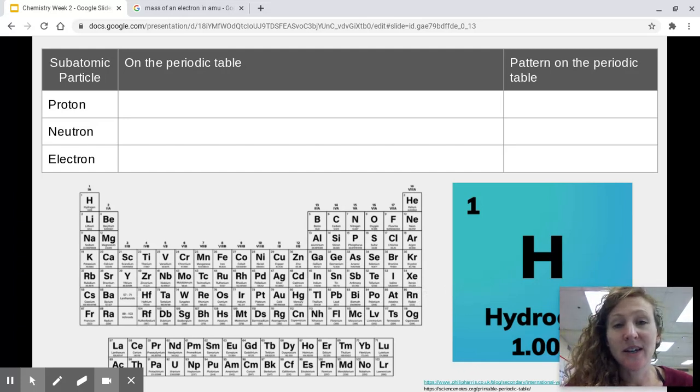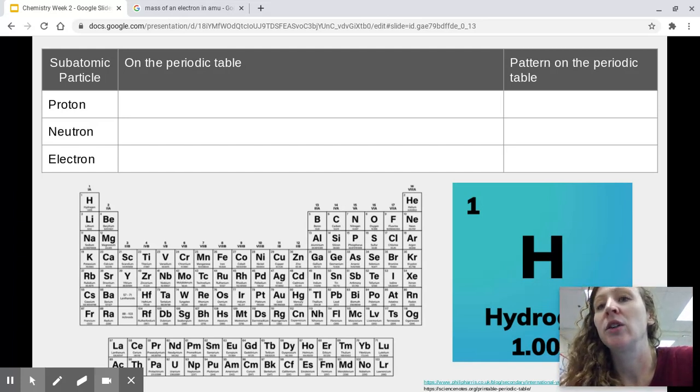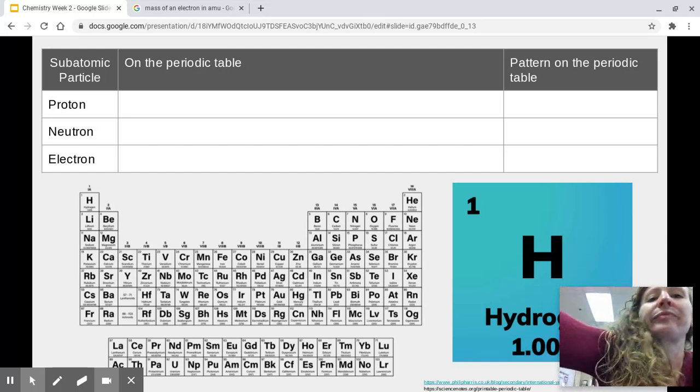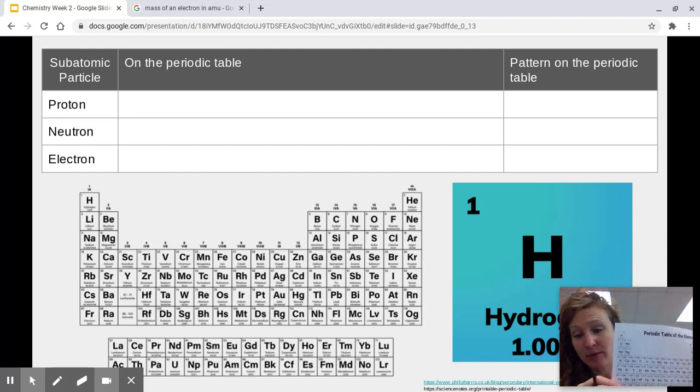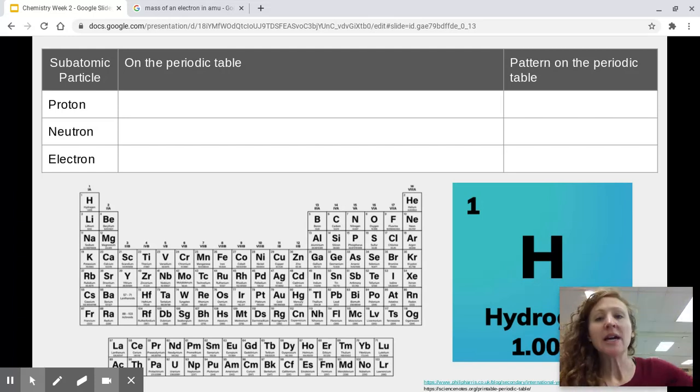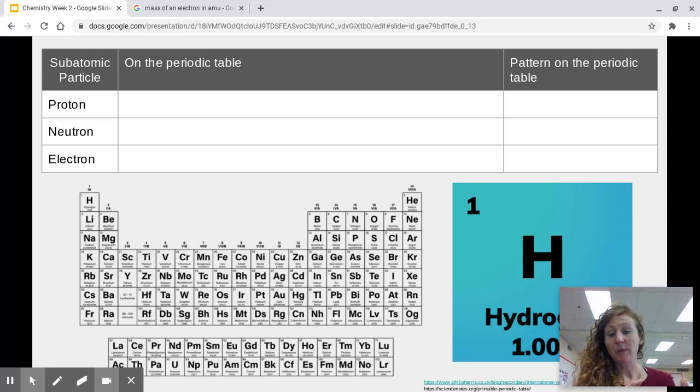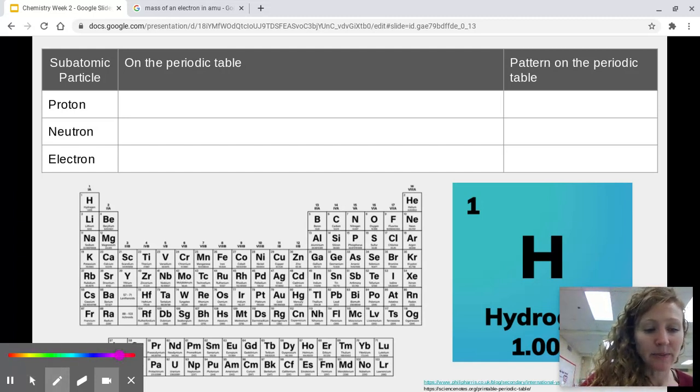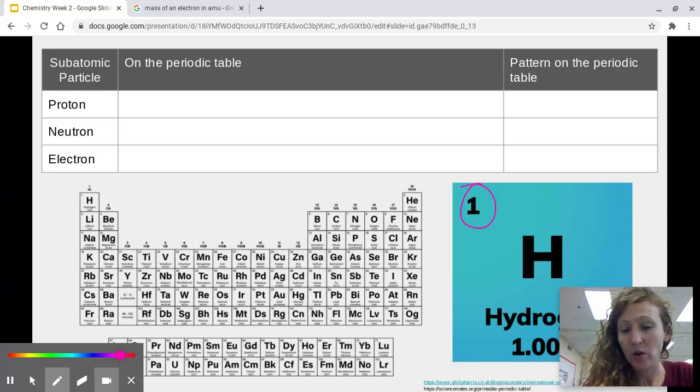Depending on what periodic table you're looking at, they tend to flip numbers. If you got this periodic table in your packet, then actually both numbers are at the top. You see you have a whole number here and then a decimal right next to it. So depending on what periodic table you look at, those numbers can migrate. So you have to know that the whole number is always called the atomic number. Whatever the whole number is, it's called the atomic number.